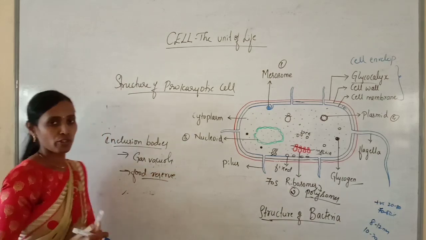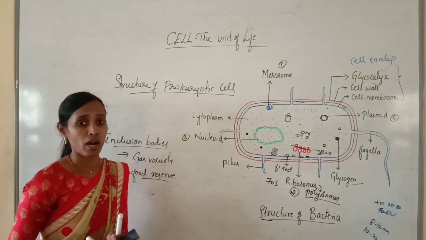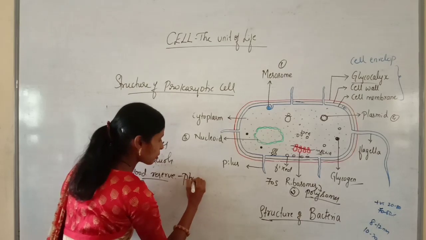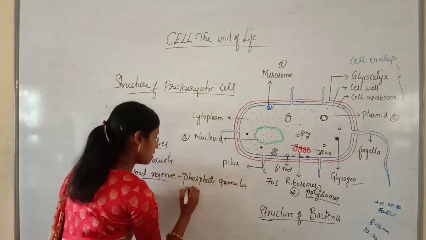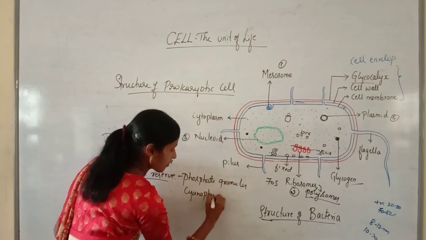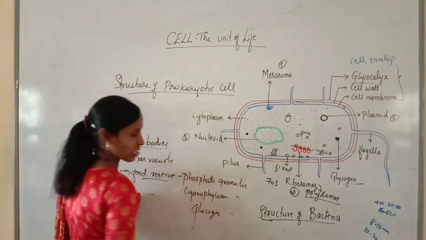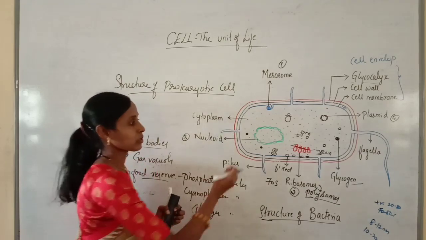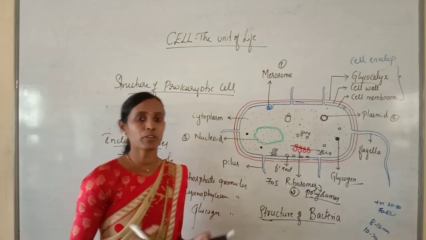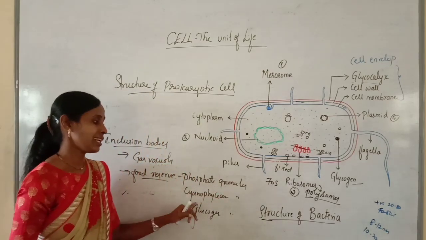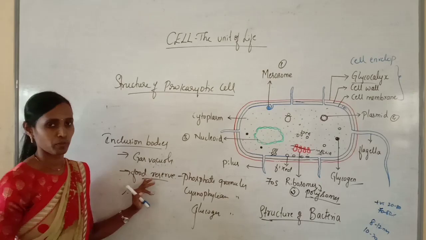Generally, in many prokaryotes, the reserve food material is stored in the form of either phosphate granules, cyanophycin granules or glycogen granules, etc. But in general, in bacteria, you know that the reserve food material is glycogen, oil droplets, volutin, etc. In different prokaryotes, they may be phosphate granules, cyanophycin granules or glycogen granules. So that is the food reserve or reserve food material.